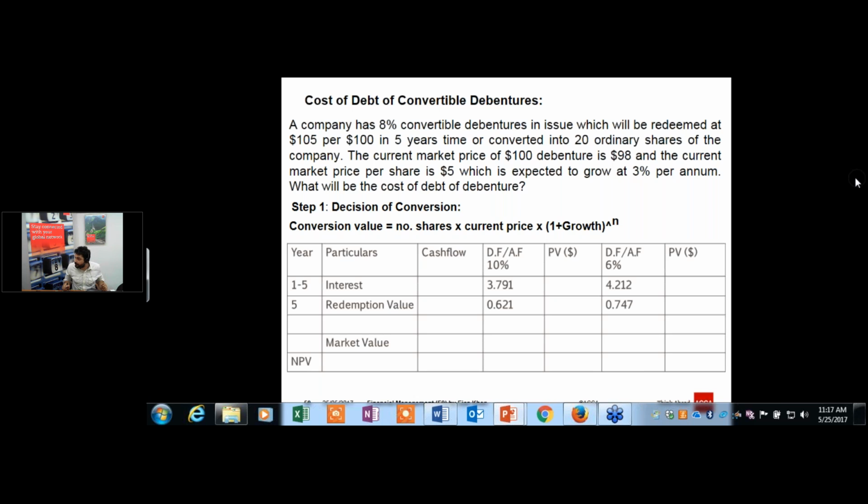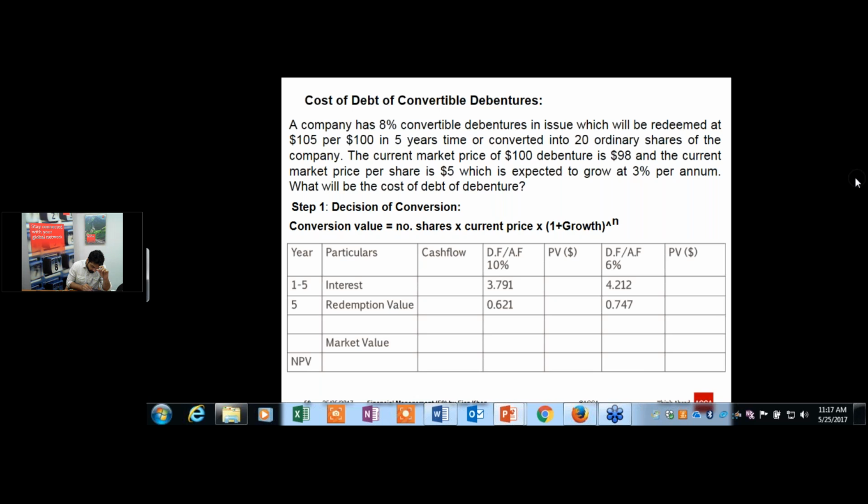Before we calculate the cost of debenture, we would like to find out what the decision of the investor will be by the end of 5th year. What will be the debenture decision of the investor at the end of the 5th year? So let's calculate what comparison he will have at the end of the 5th year. He will have 20 shares, or he will have cash. So what he will get upon conversion. So we'll need to calculate the conversion value. There's a formula for conversion value.